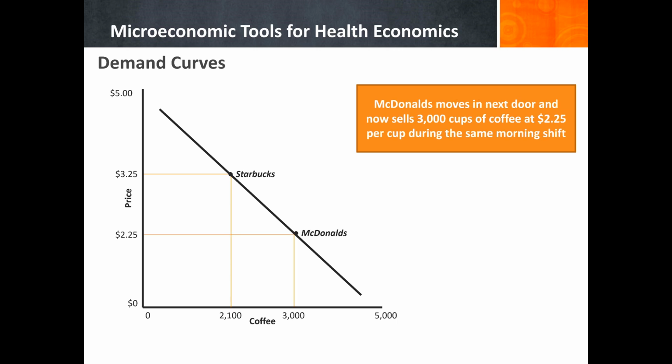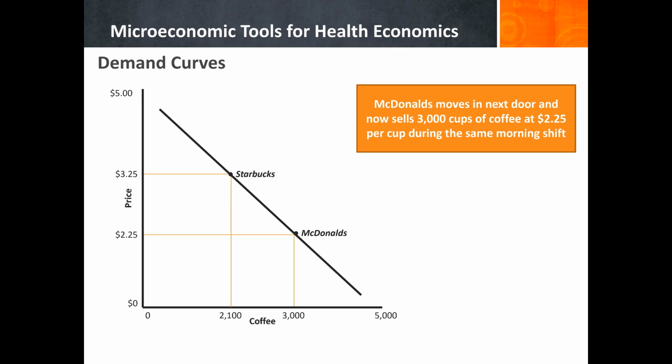McDonald's sells their coffee at $2.25. So you can see there's higher demand at a lower price. At $2.25 a cup, 3,000 cups of coffee at McDonald's are being sold, which shows as the price goes lower, people demand more, right? And so this is pretty much how you read a typical demand curve. So you can see how much people are willing to buy at what price.